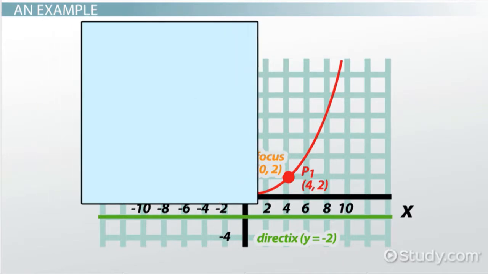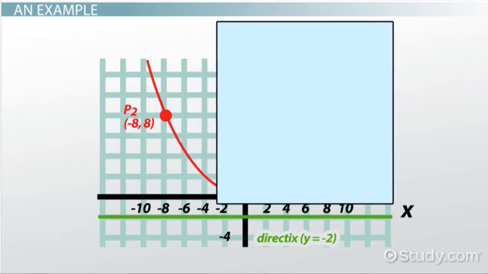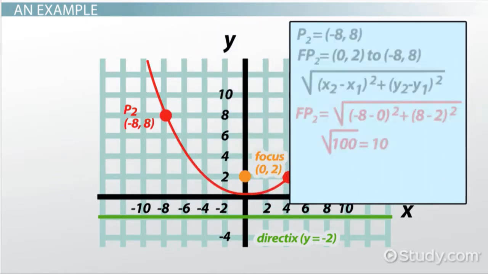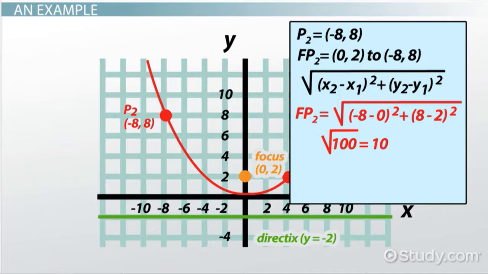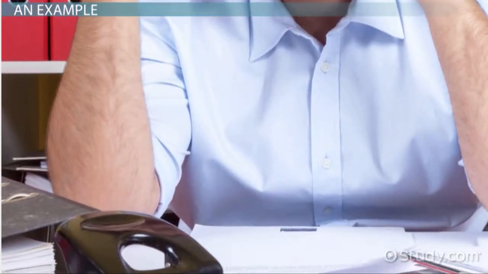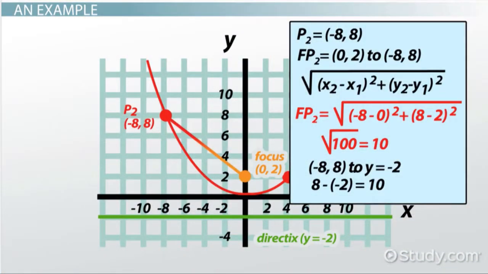Let's do the same thing with the point P2 equals (-8, 8), just to be sure. Again, we find the distance from the focus, F equals (0, 2), to the point P2 equals (-8, 8), and we find the distance from point P2 equals (-8, 8) to the directrix y equals -2, and verify that these are the same. Awesome! Once again, we see that the distances are the same. We have that FP2 equals 10, and the distance from P2 to the directrix is 10.